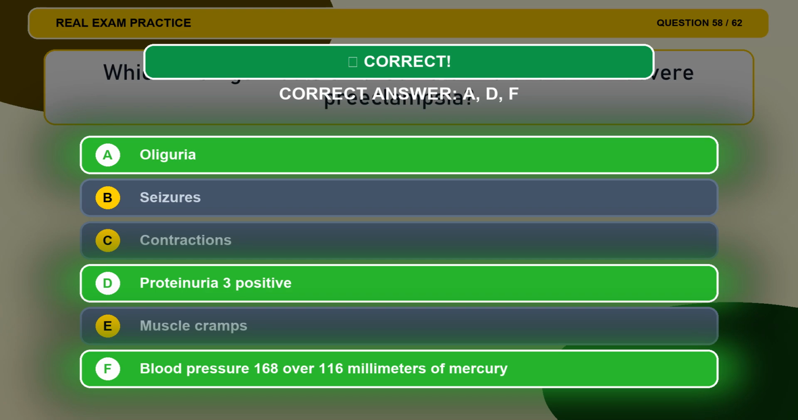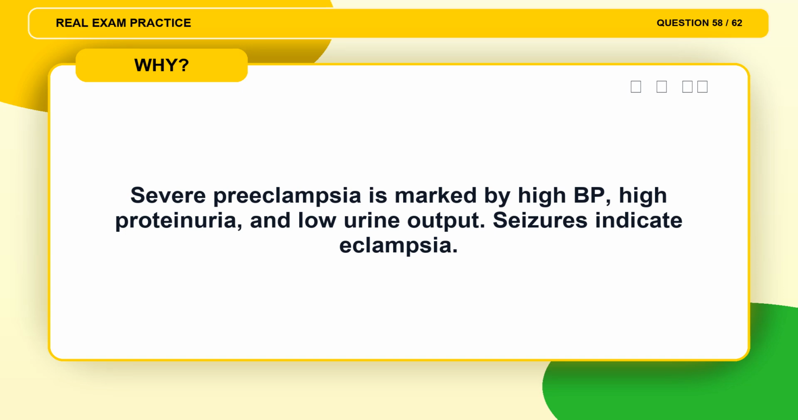Oliguria, proteinuria 3 positive, blood pressure 168/116 millimeters of mercury. Severe preeclampsia is marked by high BP, high proteinuria, and low urine output. Seizures indicate eclampsia.